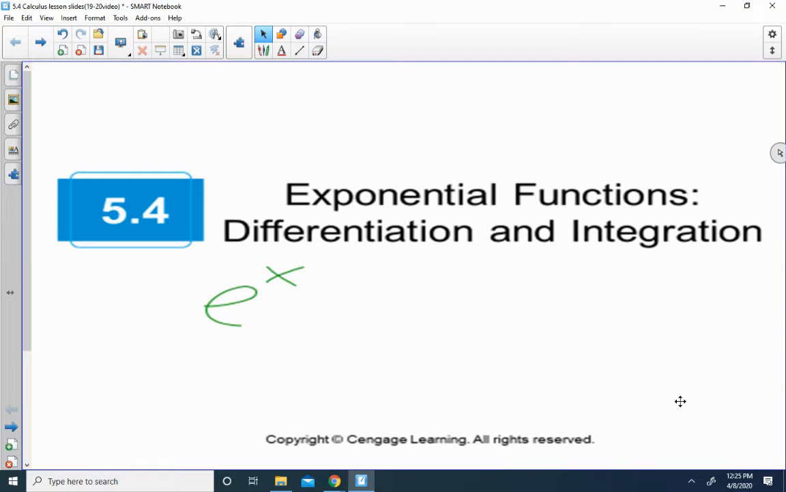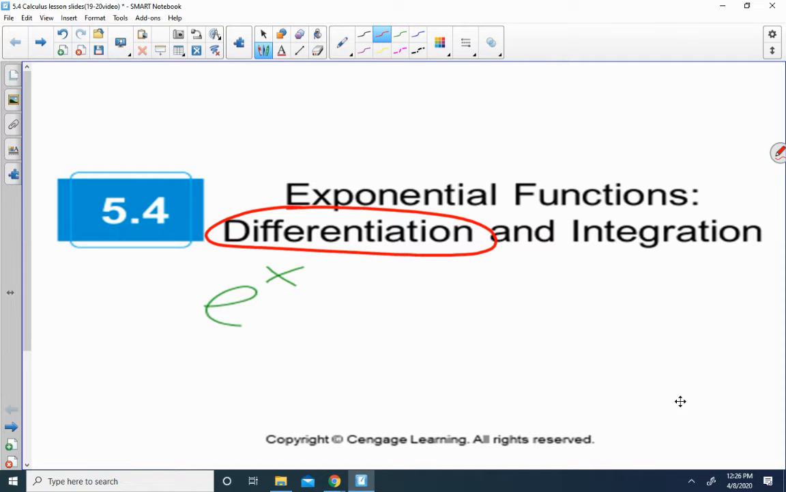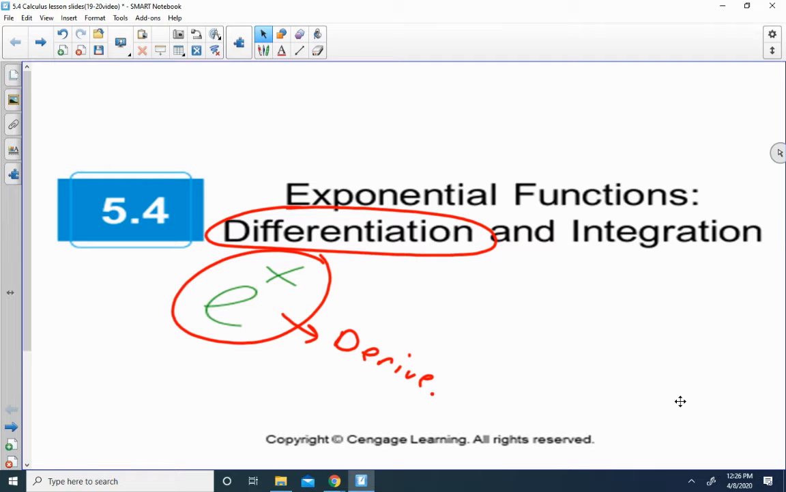This is going to be our video over 5.4, exponential functions, differentiation, and integration. I'm actually going to be splitting this video into two parts. This video will be part one, where we're going to be talking about differentiation of the exponential function e. So in other words, today we're just going to focus on how to derive the e function. So let's go ahead and hop to it.